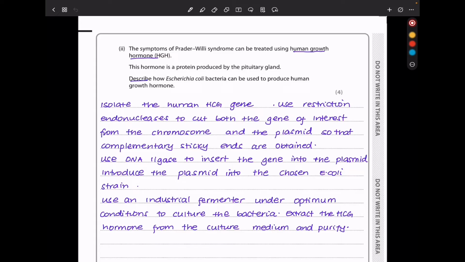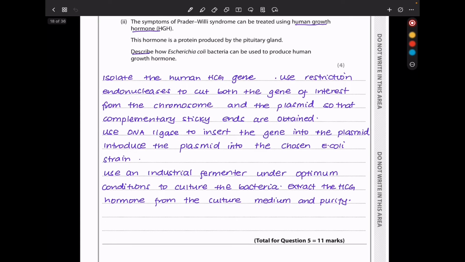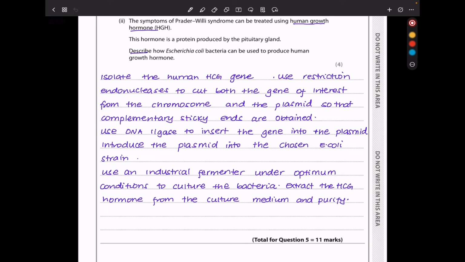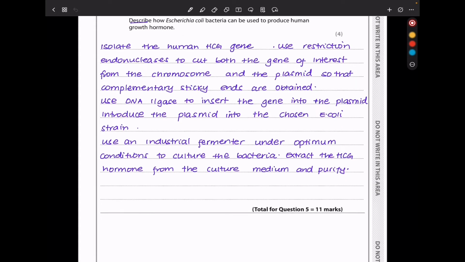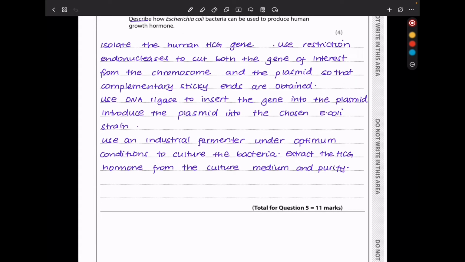And then we can use DNA ligase to insert the gene into the plasmid. After, the plasmid can be introduced into E. coli, or the strain that is going to be used, and then we can use industrial fermenters at optimum conditions to culture, and the human growth hormone is going to be produced into the culture medium. It can be isolated and then purified. So this brings us to the end of question 5. Let's continue to question 6.